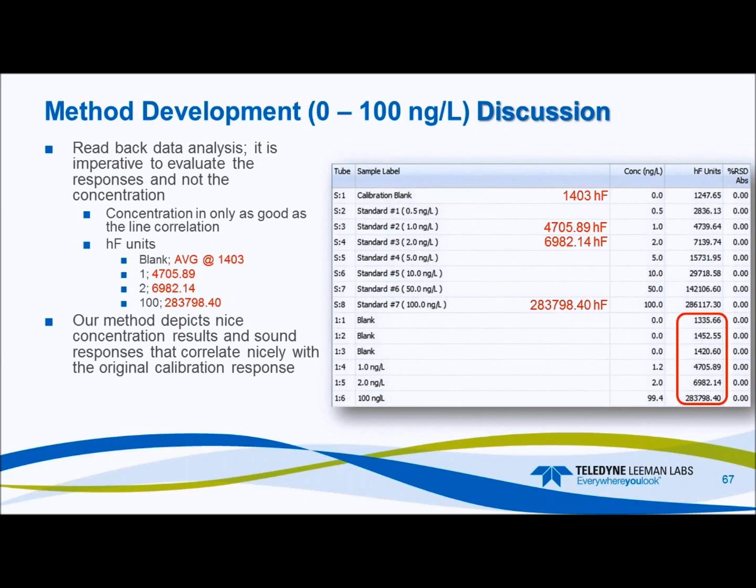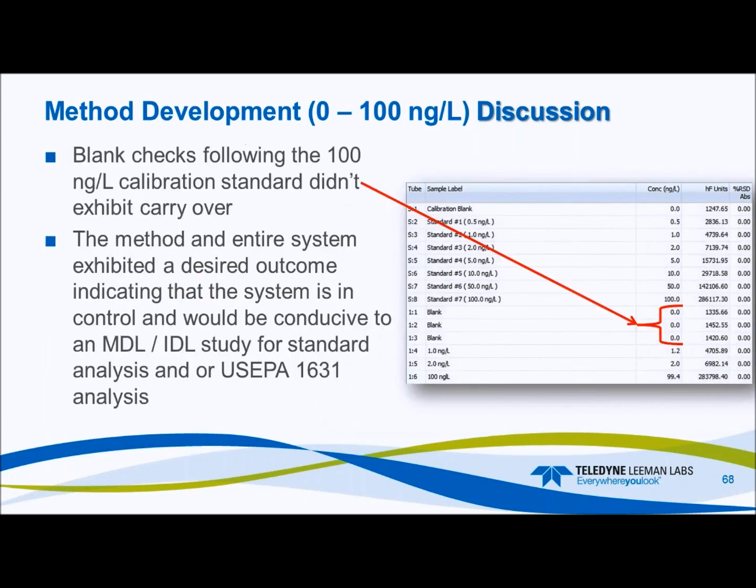Let's look at the responses. So the average response was 1,403, which is virtually the same number. The 1 came in at 4,705, and we have 4,739, basically the same. The 2 is at 6,900, 7,100, basically the same, and the 100 came in at 284,000, 286,000. So we got nice responses for the system, so it's in control, and we're ready to roll.